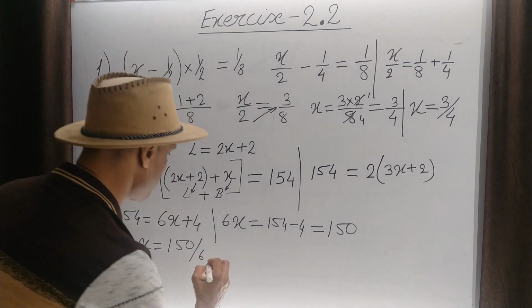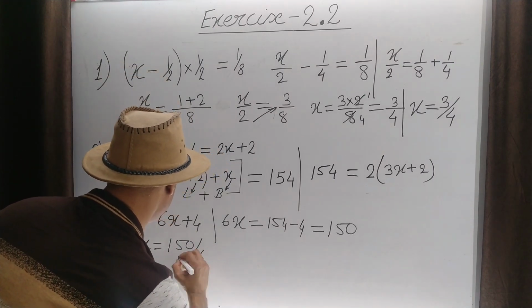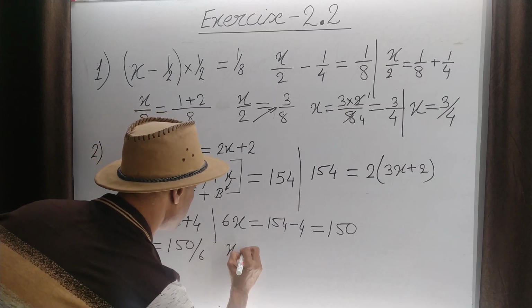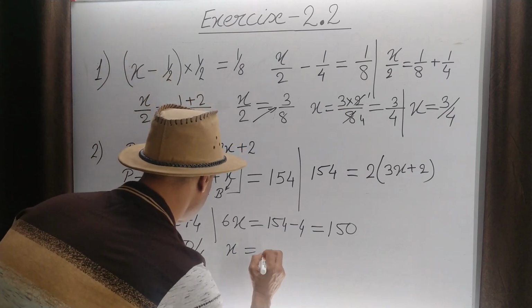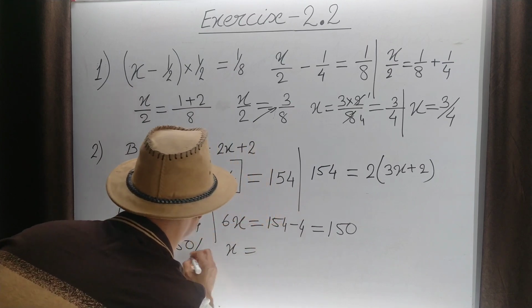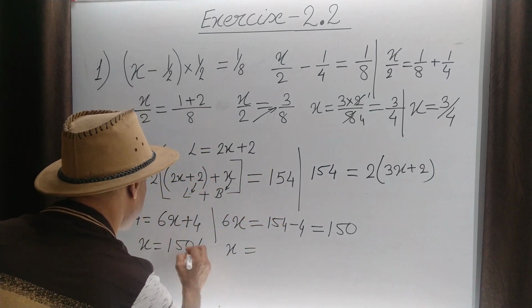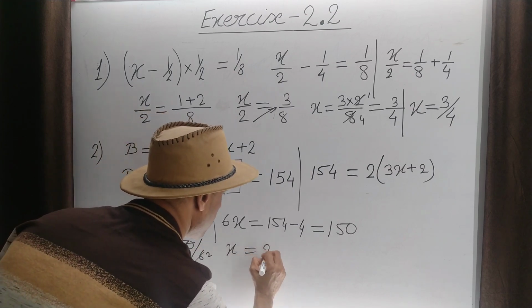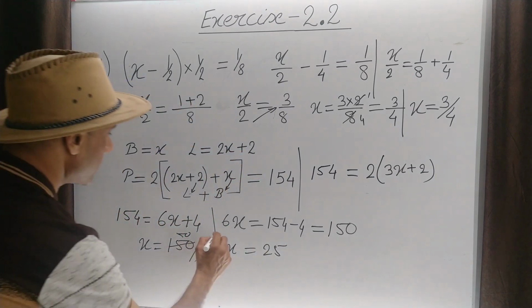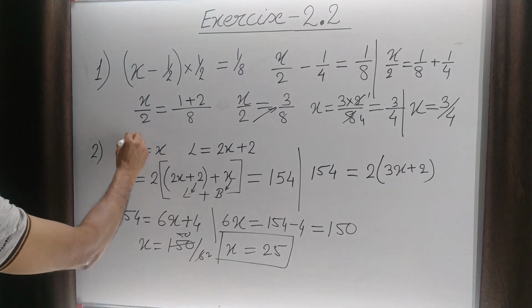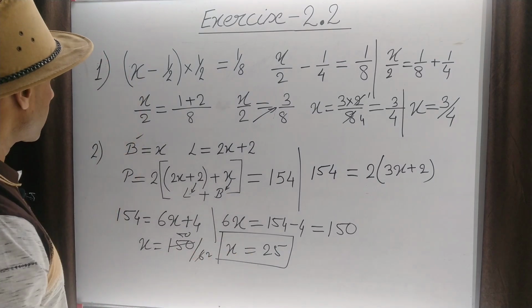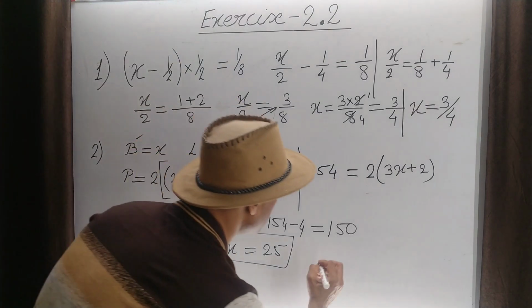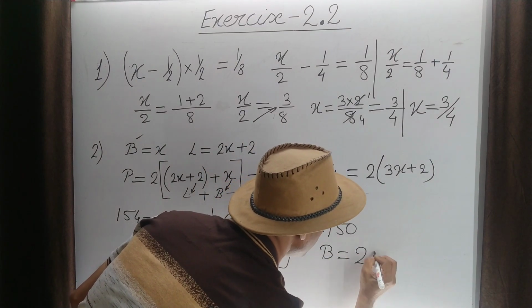Correct? So x is equal to 150 by 6, that is 25. So what is x here? X is nothing but breadth. So breadth of the rectangular swimming pool is 25 meters.